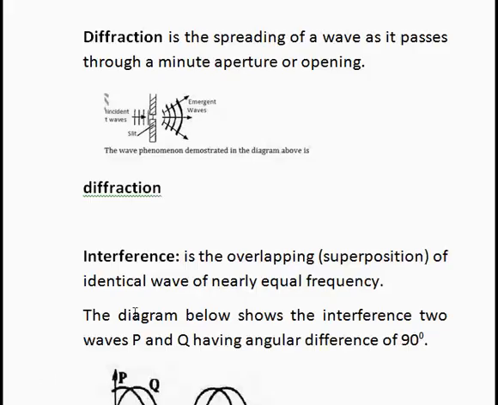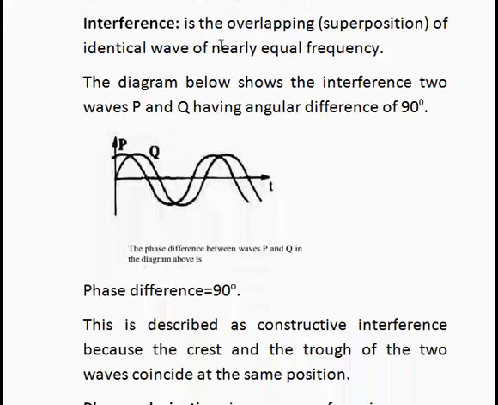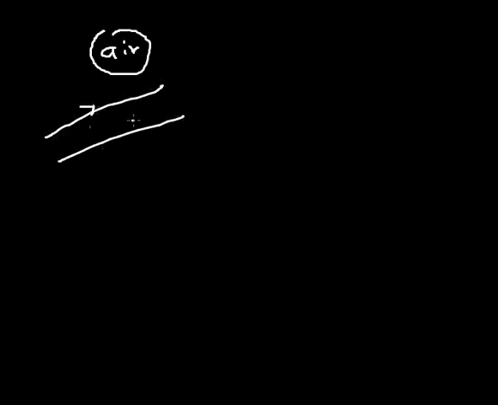All right, the next is interference. Interference is the overlapping or superposition of waves, superposition of identical waves of nearly equal frequency. So when you have two identical waves being released into the same medium, for example air, of course, you know that we have what is known as free to air, where radio or electromagnetic waves are released as signals into the air to be received.